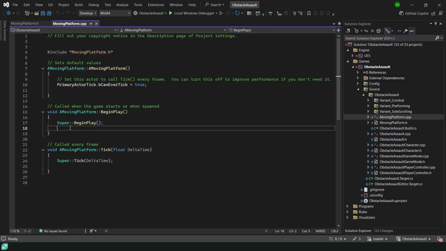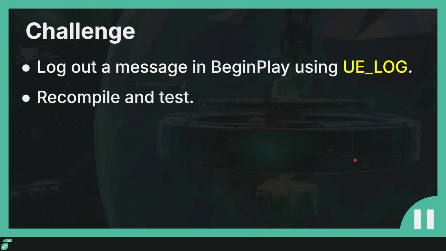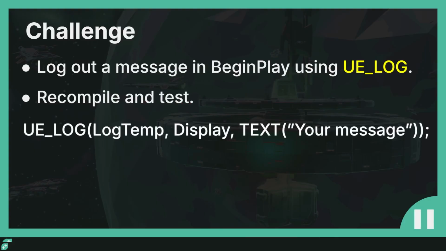Now, as for your challenge, I want you to log out a message in begin play using UE_LOG, and then I want you to recompile and test and see the result. Just in case you forgot, here is what the UE_LOG function call looks like. We covered this in the introduction inside of the lecture titled Compiling with Visual Studio or Compiling with Xcode, depending on your operating system. If you haven't seen that video, definitely take a look at that. With that being said, pause the video, give the challenge a go, and come back when you're done.